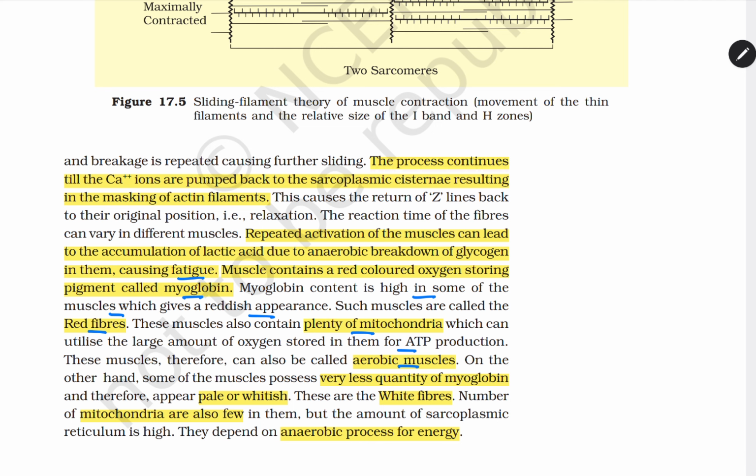On the other hand, some of the muscles possess very little myoglobin, therefore their appearance is pale or whitish. These are called white fibers, where the number of mitochondria is also few, but the amount of sarcoplasmic reticulum is high. They depend on anaerobic processes for energy.